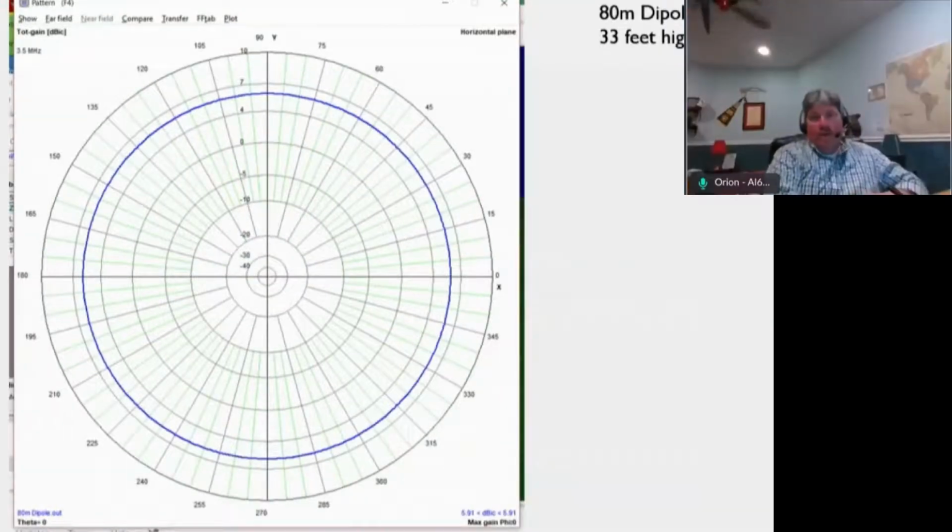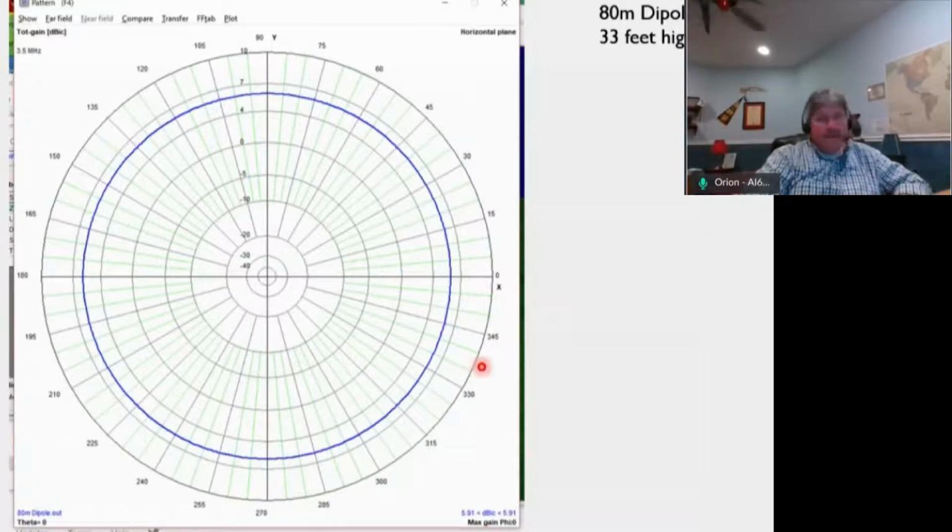And now here we go with the horizontal. You can see that it's a big circle. So that pretty much tells us that the gain is even, one big circle. At the maximum gain, it turns into basically an omnidirectional antenna, which would explain why Jeff said that everything within 250 to 350 miles in all directions is going to get us good signals.